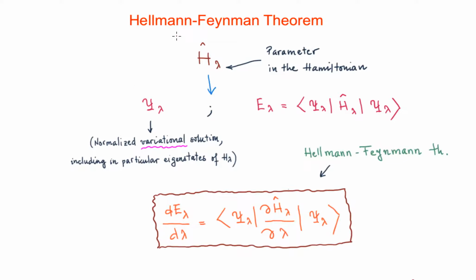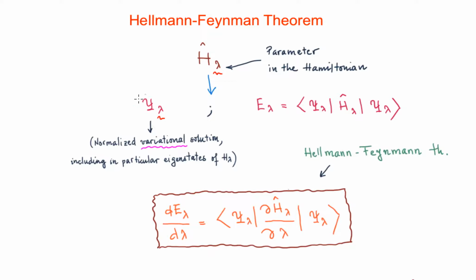We are going to present here the Hellmann-Feynman theorem, which is really easy to prove and it's very useful as well. So let's consider we have a Hamiltonian which depends on a parameter, and we call that parameter lambda. On the other hand, these ψ_λ are the normalized variational solutions, including particular eigenstates of this Hamiltonian. And of course, as this Hamiltonian depends on lambda, the wave functions are going to depend on lambda as well.